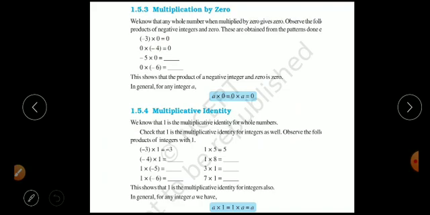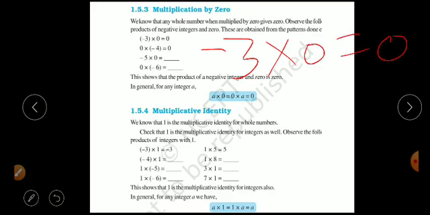Now multiplication by 0. When any number is multiplied by 0, the result always comes 0. So when a number, minus 3, is multiplied by 0, the result is always 0. So any number when multiplied by 0, the result is always 0.